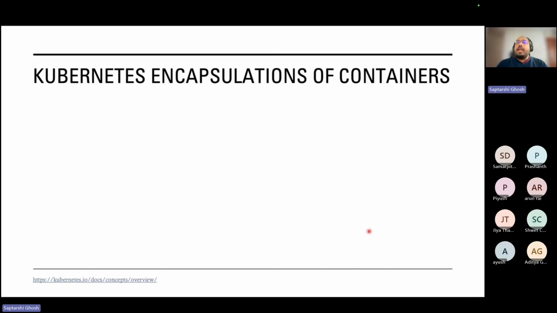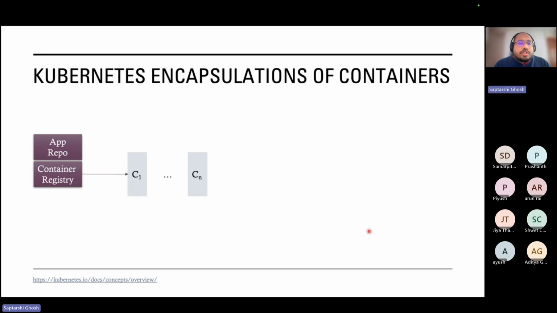A most important thing to understand is the different types of encapsulations that Kubernetes offers. At the very basic, we have an application repository where the application code resides, which is GitHub in our case, and a container registry, which is Docker Hub, where the Docker images are kept. When we pull images from Docker Hub, we get the artifacts, and then these artifacts are run. So we get containers, and we can run n number of containers, C1 to Cn.